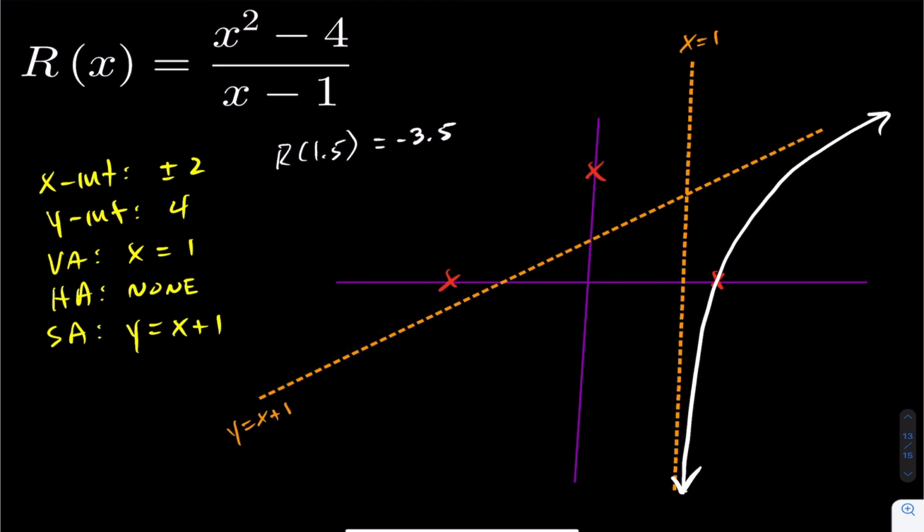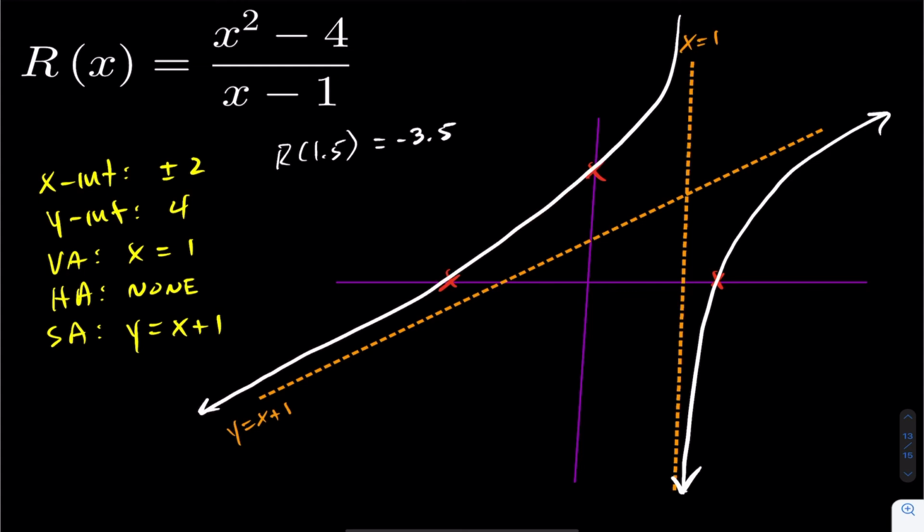So again, it has to be the case that we're coming from above, crossing through our y-intercept and our x-intercept, and then slowly tending towards the line y equals x plus 1. All right, and again, if you're uncomfortable with that, the only thing you have to do is pick a number between, in this case, 0 and 1. You would have seen that it was a positive value, so you would know it would be coming from above as well. All right, here's our graph of our rational function.